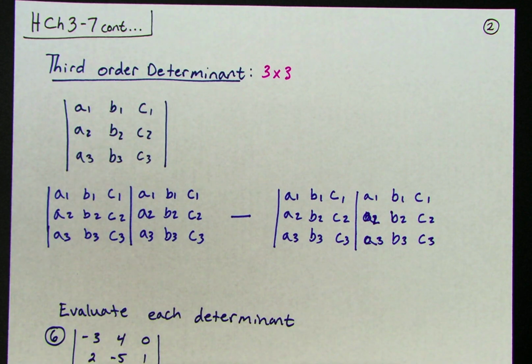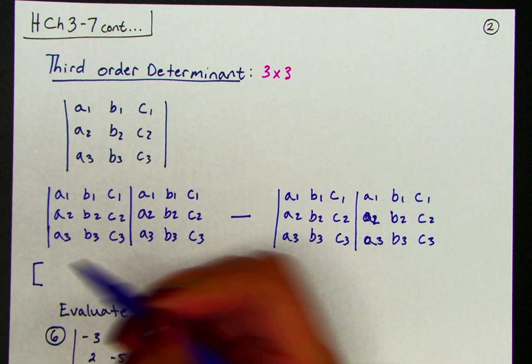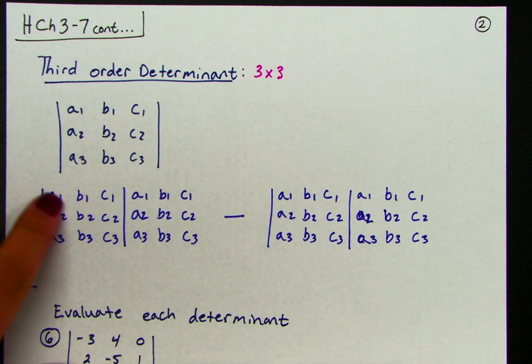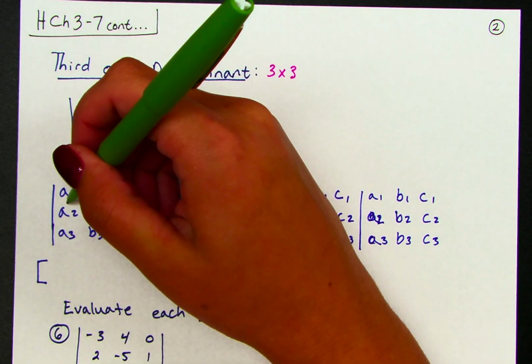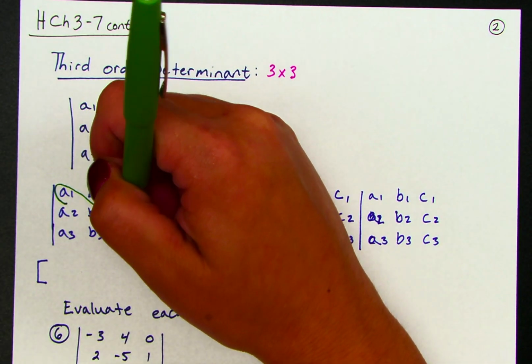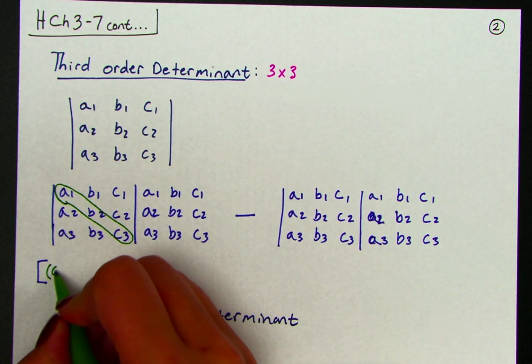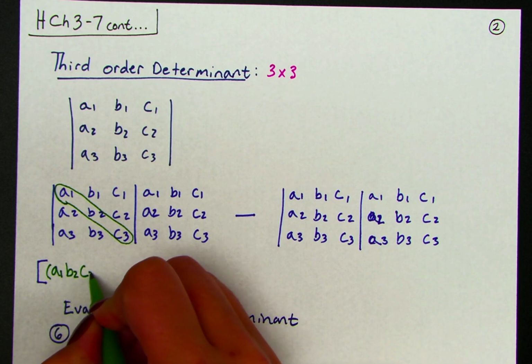So just like with our 2x2, we have to multiply the forward diagonal, and this is going to be diagonals in this case, and then we're going to subtract the product of the backwards diagonals. So we're going to have a really big bracket to start with. Okay, and then I'm going to start with that forward diagonal. So I'm going to go right down the middle of my first matrix. So we're going to take A1 times B2 times C3. Okay, so this is going to be A1, B2, C3.